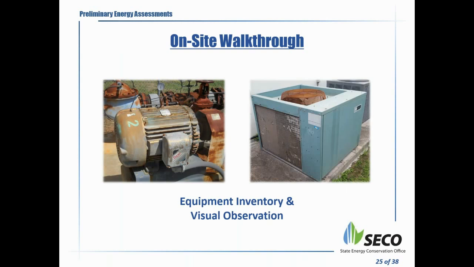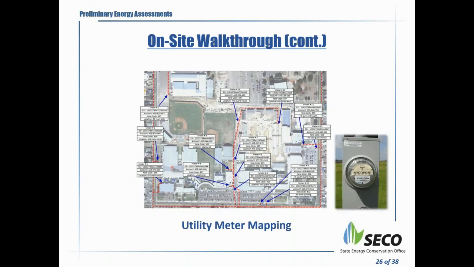Part of the PEA process is that on-site walkthrough of the facility. We do an equipment inventory, get a feel for what kind of equipment it is, and then we do some visual observations. Primarily we zoom in on the areas that are old and inefficient, so that we can have some recommendations on those.